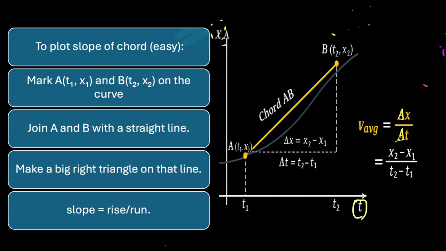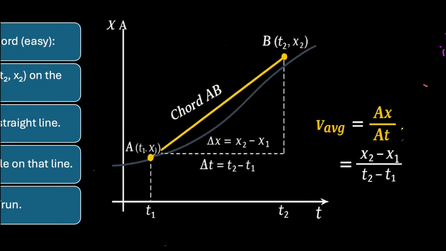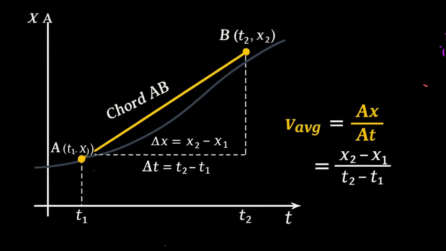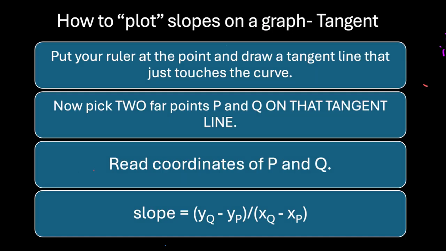And the same would be for the tangent as well. Put your ruler at the point, draw a tangent that touches the curve. Now pick two far points P and Q on that line, which is the tangent line. Read the coordinates of P and Q, and then find out the slope, which is yq minus yp by xq minus xp, which is y2 minus y1 by x2 minus x1.